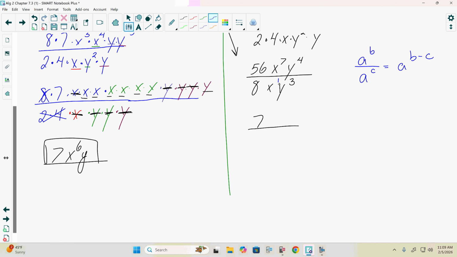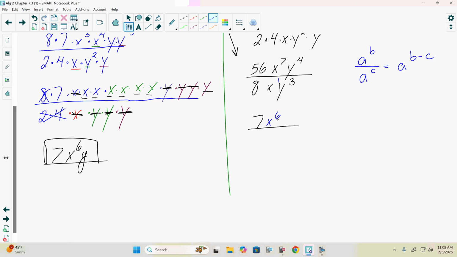If it's bigger on top, it's going to stay on top. If it's bigger on bottom, it's going to stay on the bottom because that's where the most of them are. So we're only removing 1. 7 minus 1 is 6. And since we had more, the bigger exponent on top, it's going to stay on top of the fraction.